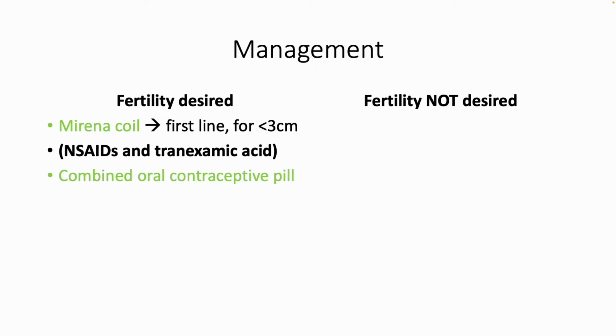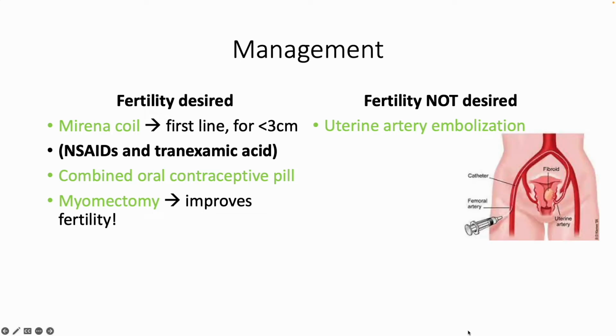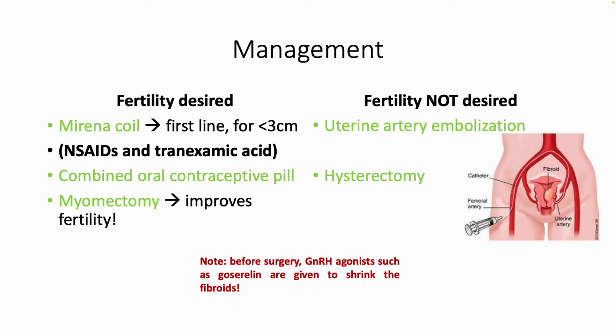symptoms of menorrhagia. Lastly, there is a surgical option for those who desire to keep the fertility, which is myomectomy, where a laparoscopic surgery is performed in order to remove the fibroids, and it has been shown that this surgery can improve fertility of those who undergo it. For those who do not desire to maintain fertility, uterine artery embolization can be done, which you can see here, where the blood supply is disrupted to the uterus and therefore also the fibroids. Or a hysterectomy can be performed, where the entire uterus together with the fibroids are removed. It is important to note that before surgery, GnRH agonists such as goserelin can be given to shrink the fibroids and prepare the patient for the surgery.